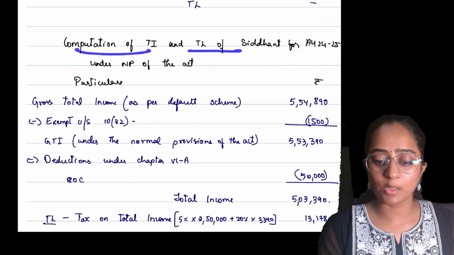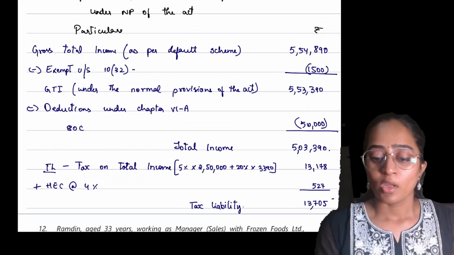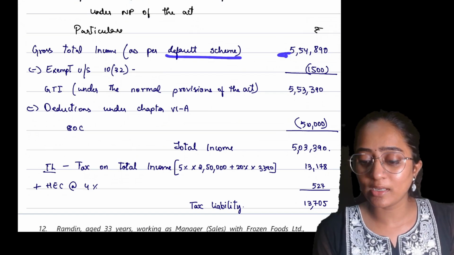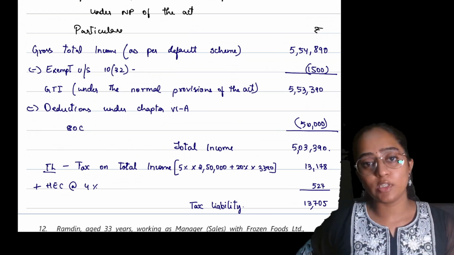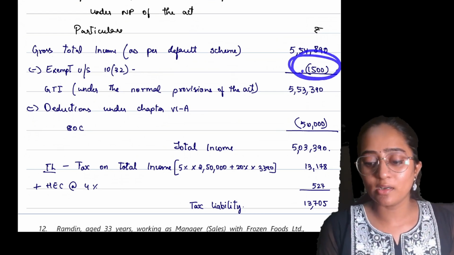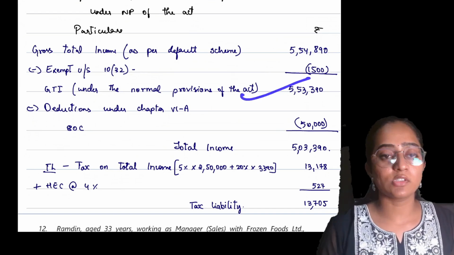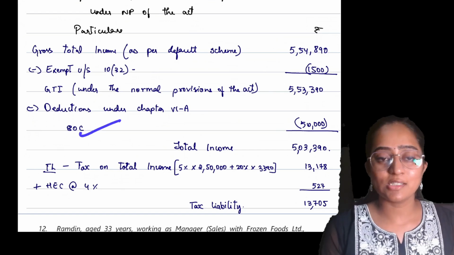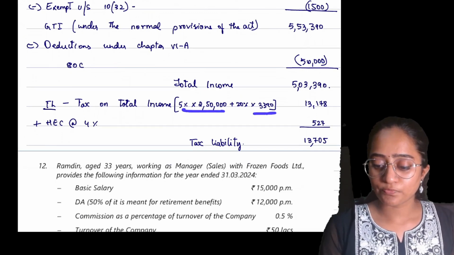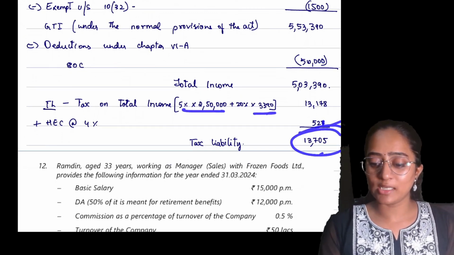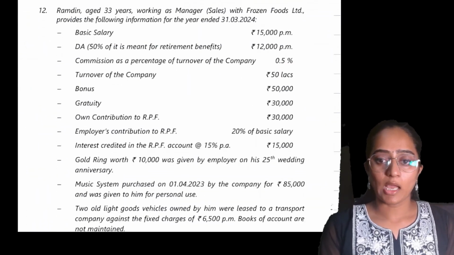Computation of total income and tax liability under normal provision. Whatever is the amount which you have got as per the default tax regime, you are going to give further effect as per the normal provision. That is 1,500 under section 10(32) you are going to get. So then whatever the answer you got is under normal provision. Deduction under chapter 6A for PPF you have, that is 50,000. Whatever the answer you get, you will add HEC to this, and the tax liability is 13,705.